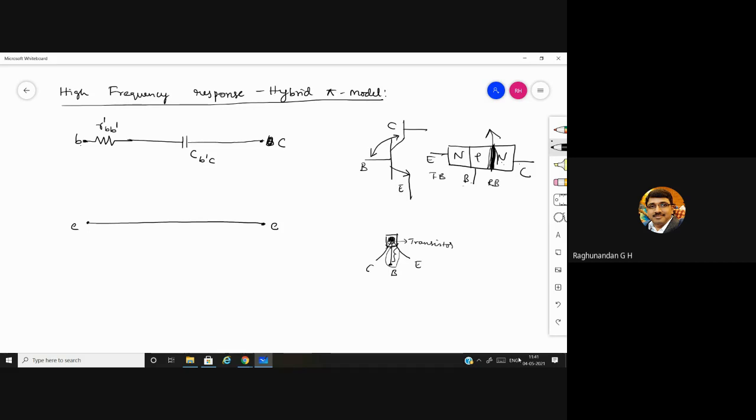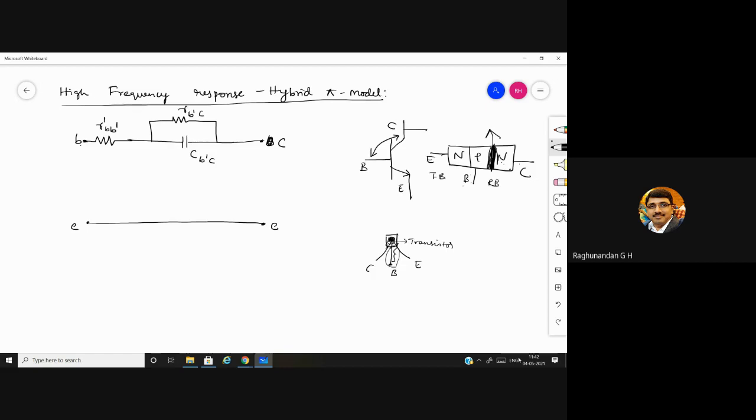Now, between this base and collector, since we know that it is reverse biased, does it offer some resistance? Obviously, if it is reverse biased, it offers resistance. Is it minimum resistance or maximum resistance? Maximum resistance. So connect one resistor here, between the base and the collector, and call this RB dash C.